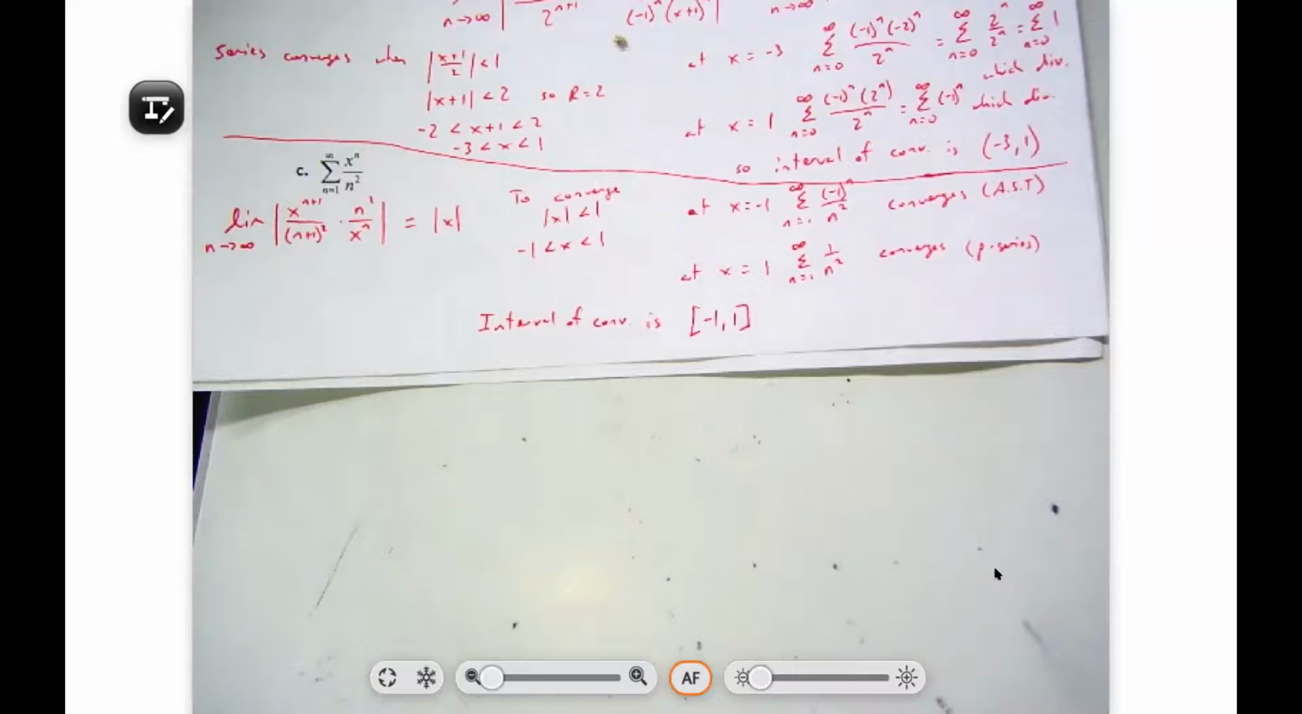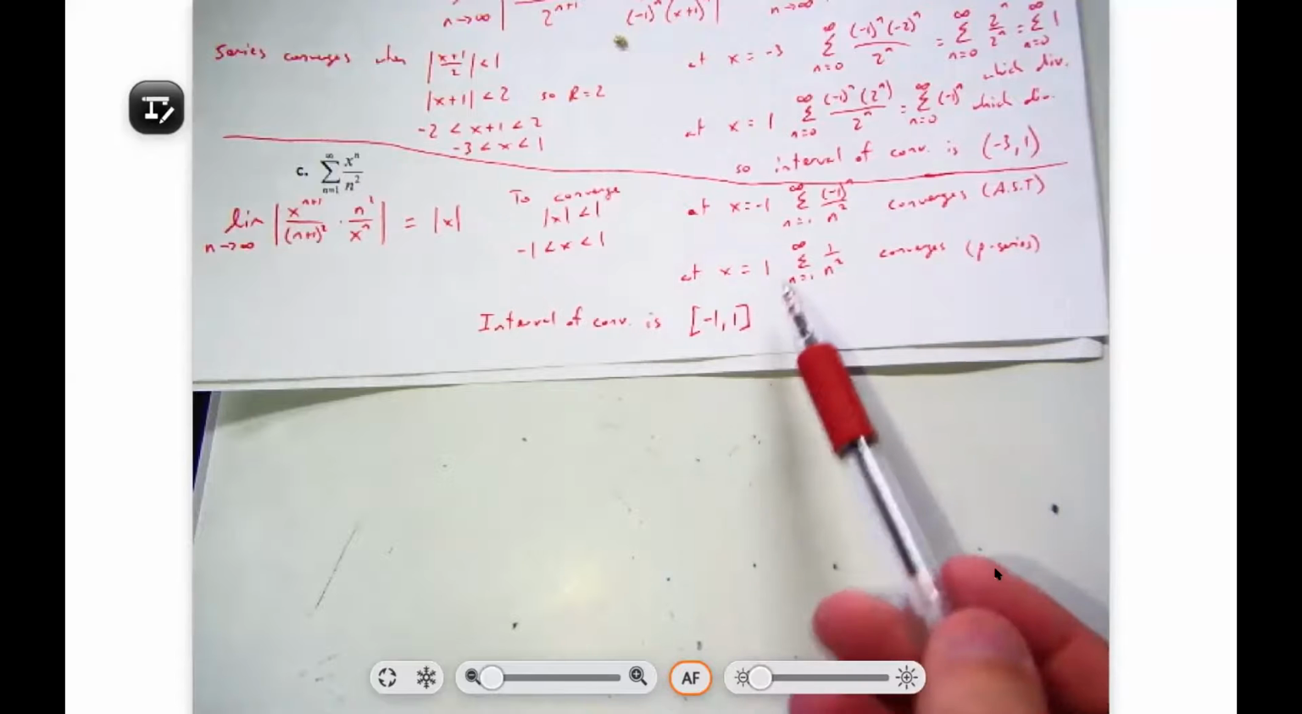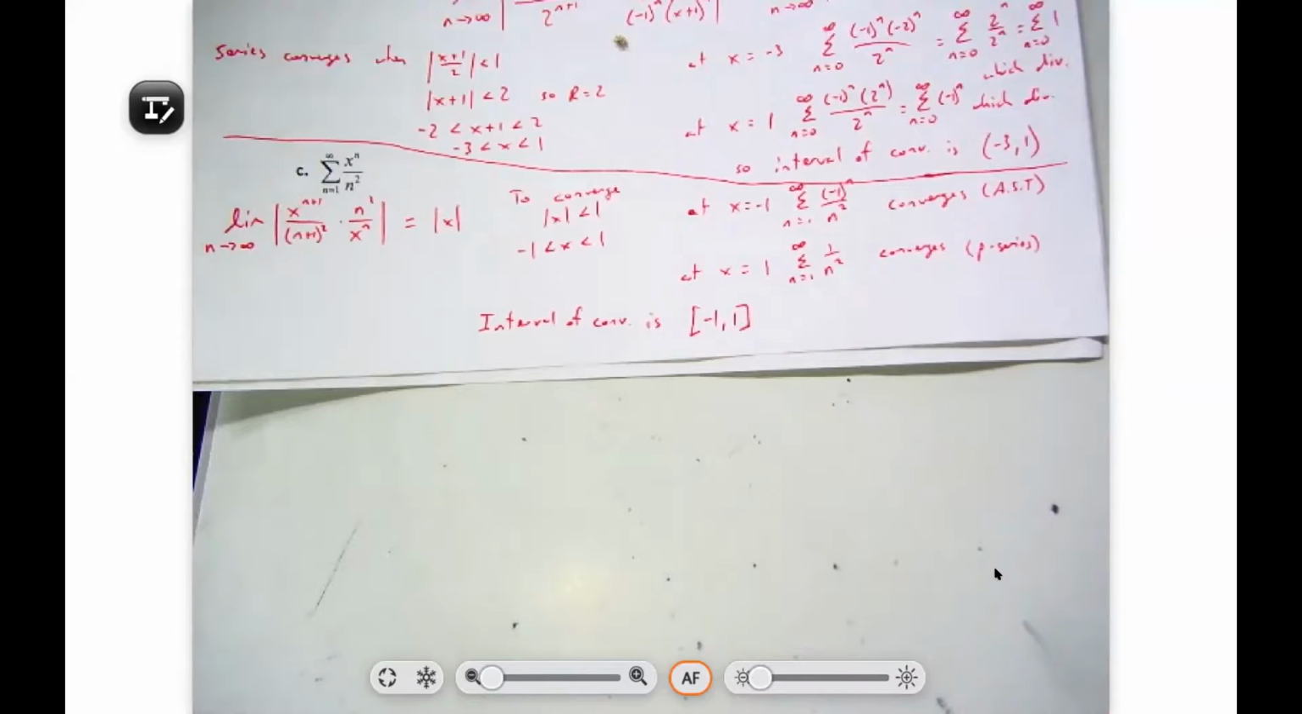And then at 1, you get 1 over n squared. So that series converges. So -1 and 1 both are included. Make sense?